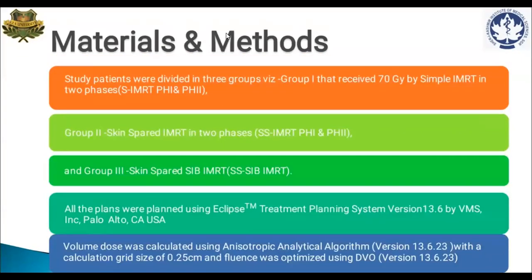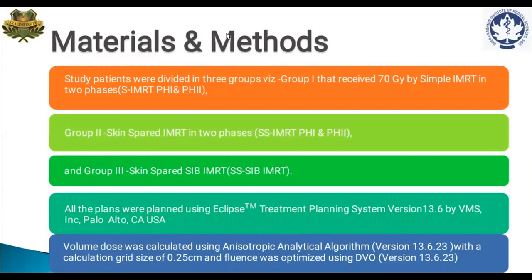Study patients were divided in 3 groups, with group 1 that received 70 gray by simple IMRT in 2 phases and was named as IMRT phase 1 and phase 2. Group 2 also received 70 gray by a technique known as skin spared IMRT in 2 phases, and this was named as skin spared IMRT phase 1 and phase 2. And group 3 received skin spared simultaneous integrated boost IMRT, named as SIB IMRT.